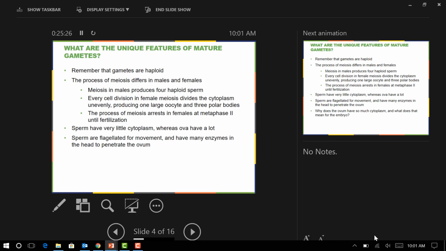And then when you compare them to somatic cells, the biggest difference is gametes are haploid, somatic cells are what? Diploid. Okay, and then there are obviously some structural differences. The ovum is huge compared to a typical somatic cell. Sperm are really small compared to a typical somatic cell. And then obviously sperm have other features that they need for their specific function.